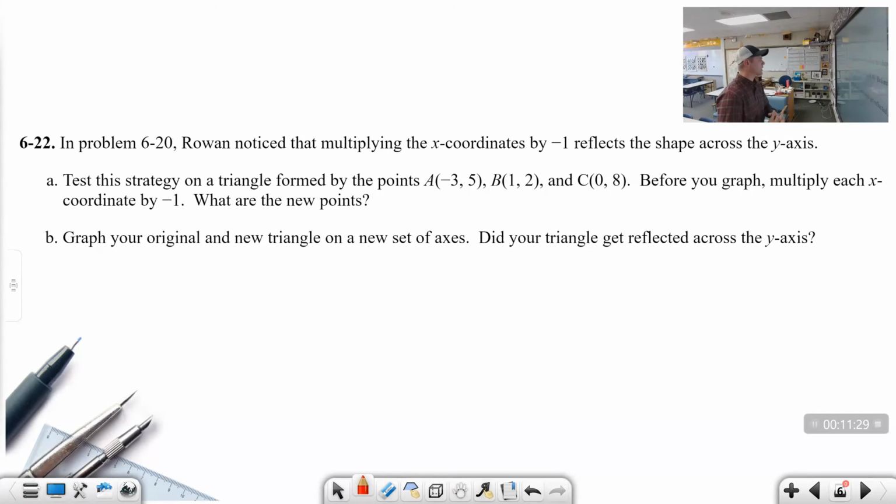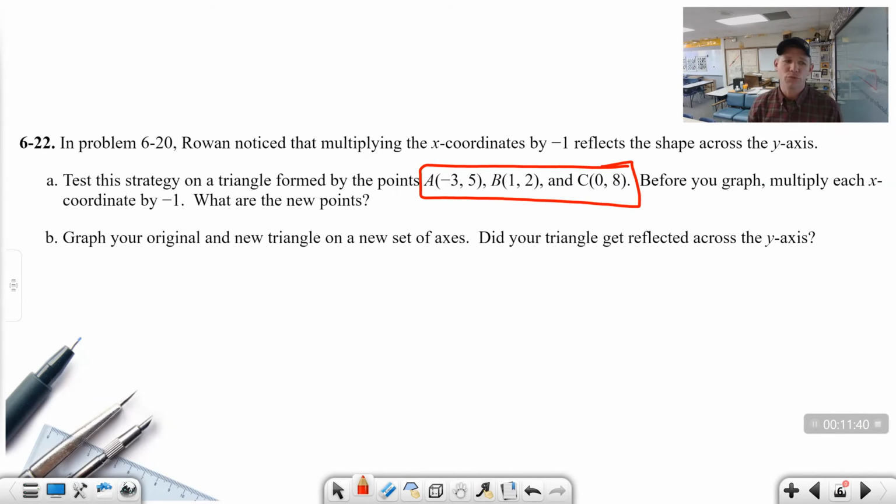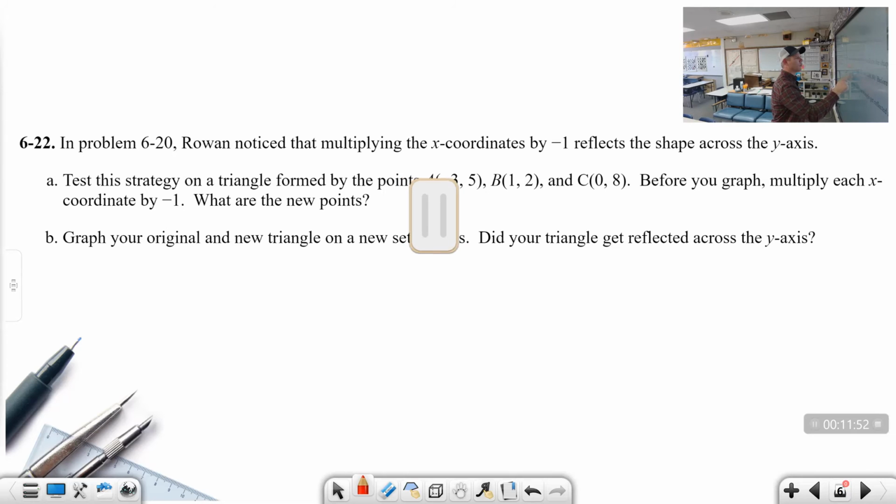All right, problem 6-22. Now you have a piece of graph paper. What I want you to do is I want you to graph those 3 coordinates. Graph those 3 coordinates and pause the video. Okay, you have your 3 points plotted, and what I want you to do is I want you to multiply the x value only by -1. I know that looks like x minus 1, but it's supposed to be times -1.